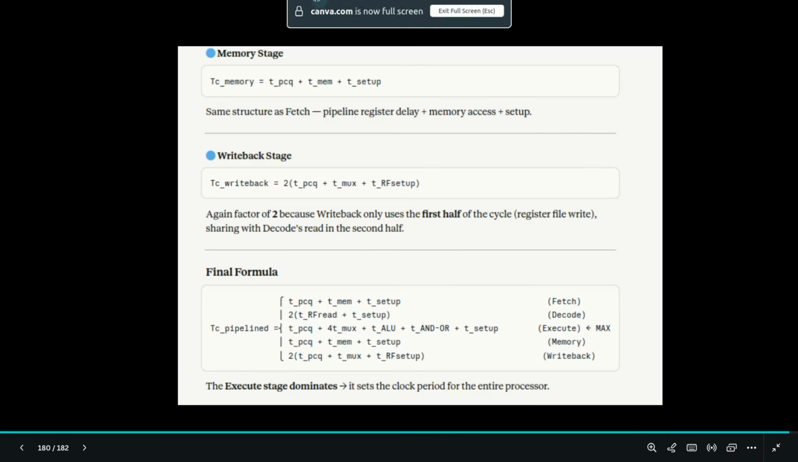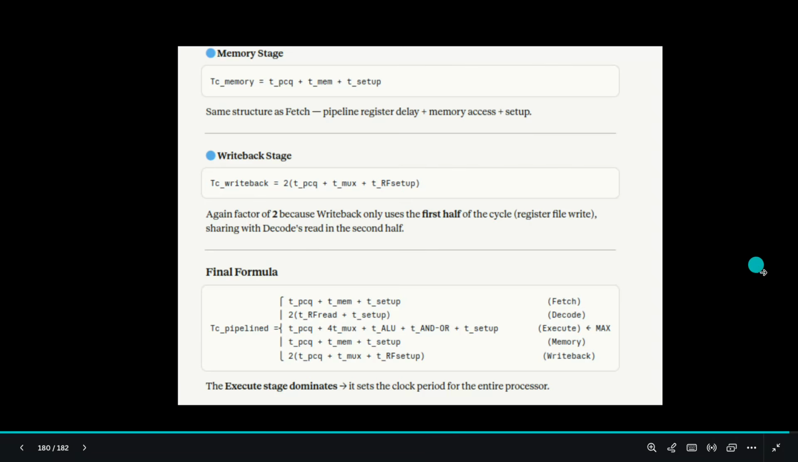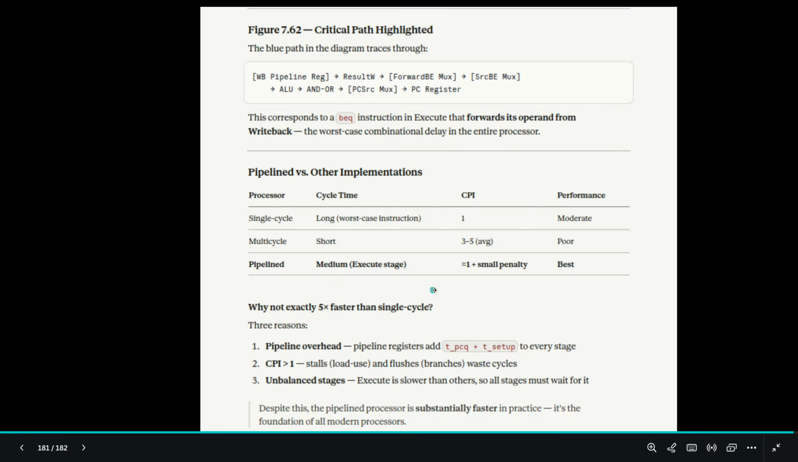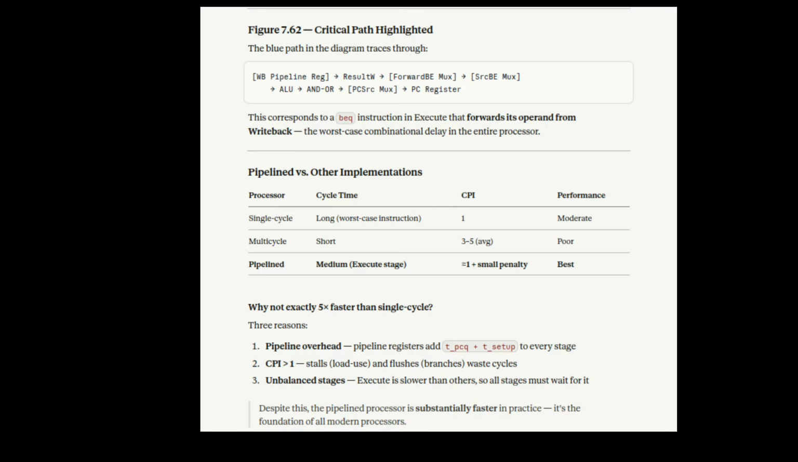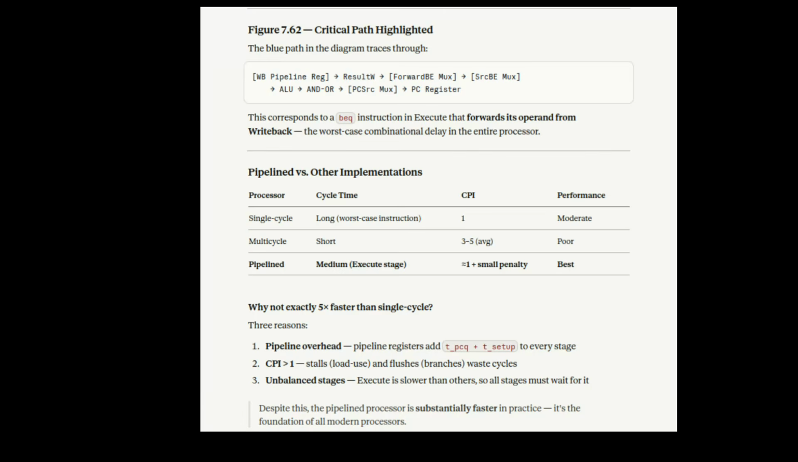In decode we don't need the PCQ value; we need only the RF read, that is, only the register file read. Then T setup is needed in the decode. But in the others we use the TPCQ value also, and in write back we have to go back to the register file, so that is why we use register file setup in write back. So this is the final formula, and on this formula all the questions are basically solved, in the case of performance analysis of our pipeline register.